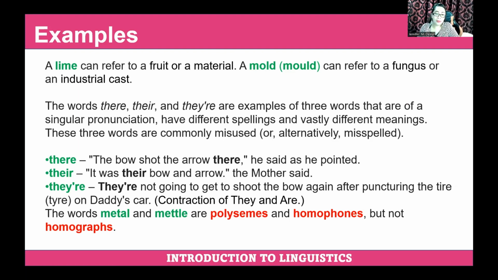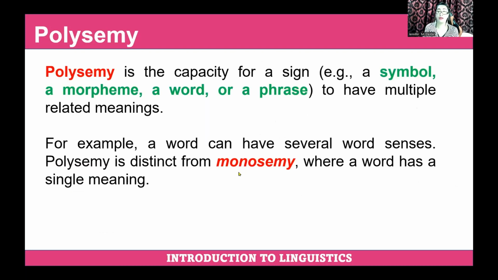Example dito, the bow shot the arrow there, he said as he pointed. It was their bow and arrow, the mother said. They're not going to shoot the bow and arrow again after puncturing the tire on Daddy's car. Contraction of they are. The words metal and metal are polysemes and homophones but not homographs kasi iba ng spelling.